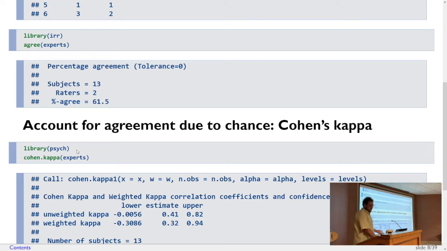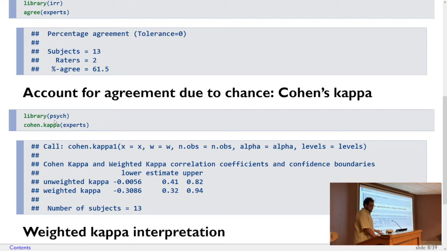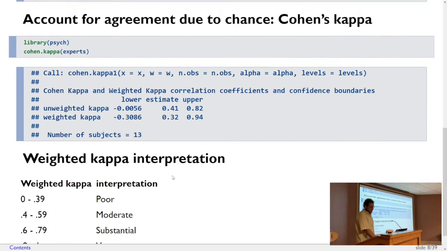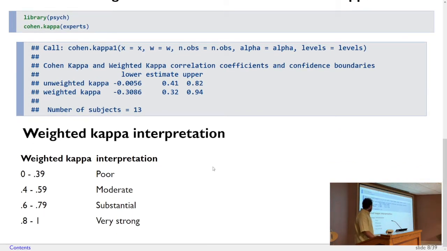So we're going to use Cohen's kappa. This is coming from the psych package, and we're going to use the psych package a lot for doing this. So welcome to psych. Cohen kappa, we're going to get some output here. Basically what we're doing is adjusting our scale of agreement due to agreement just happening due to chance. When we get that, we have some interpretation here.